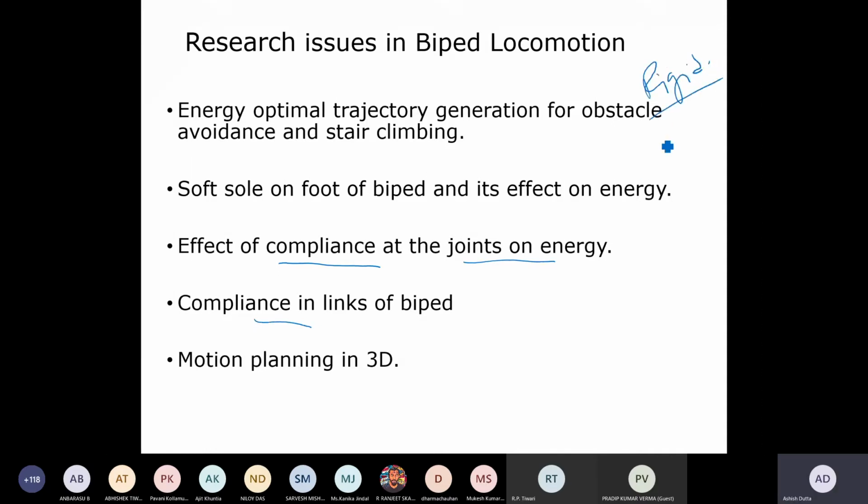Now these are becoming soft; we are adding flexibility to the system. We are making the sole soft. Okay. Then we're looking at compliance on the joints. We're making the joints soft. Then we're making the links soft. Then we're looking at motion planning in 3D.